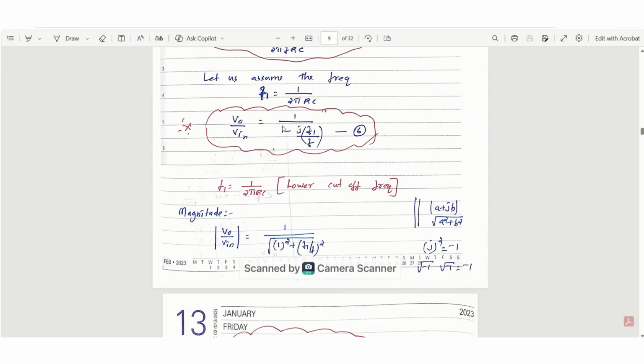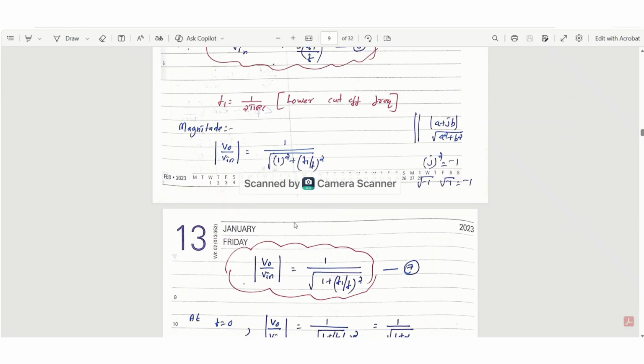Here, in the numerator term there is no imaginary part, so it is in the format a plus 0b. The magnitude becomes the square root of 1, that is 1 itself. In the denominator, the magnitude becomes the square root of 1 square plus b square, where the b term here is F1 by F. So the magnitude becomes the square root of 1 plus F1 by F whole square. So the magnitude expression for the high pass filter is V0 by Vin equal to 1 divided by the square root of 1 plus F1 by F whole square.